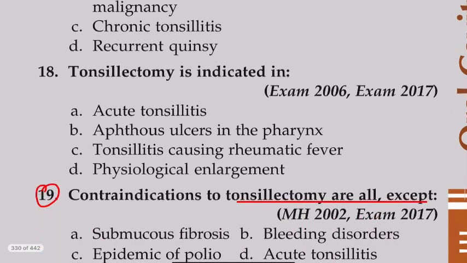Tonsillectomy is indicated in: acute tonsillitis, aphthous ulcer in pharynx, tonsillitis causing rheumatic fever, physiological enlargement. It is indicated in tonsillitis causing rheumatic fever. We have already said, causing febrile seizure or rheumatic fever.